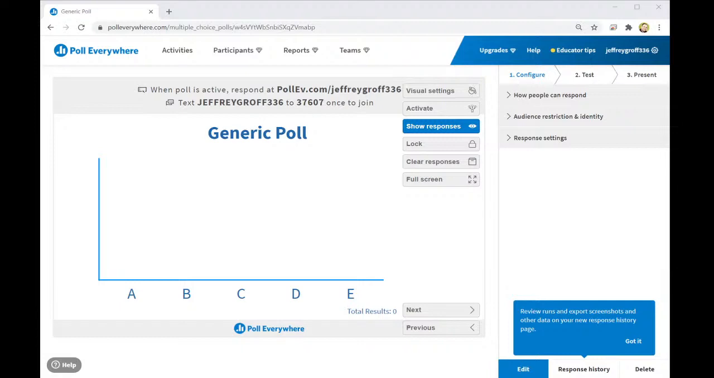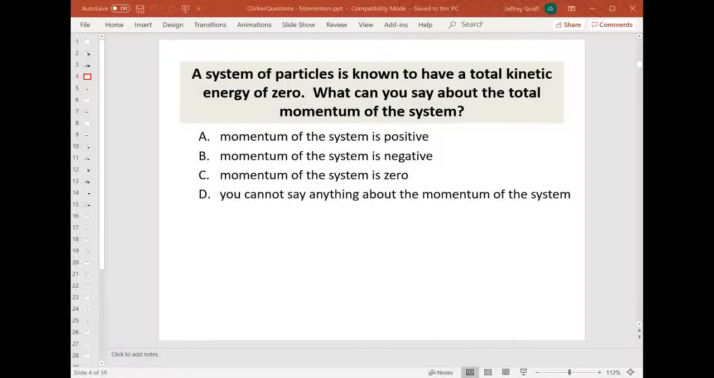Ooh, first question coming up in 3, 2, 1. Here it is. A system of particles is known to have a total kinetic energy of 0. What can you say about the total momentum of the system? It's positive, negative, 0, or you can't say anything.